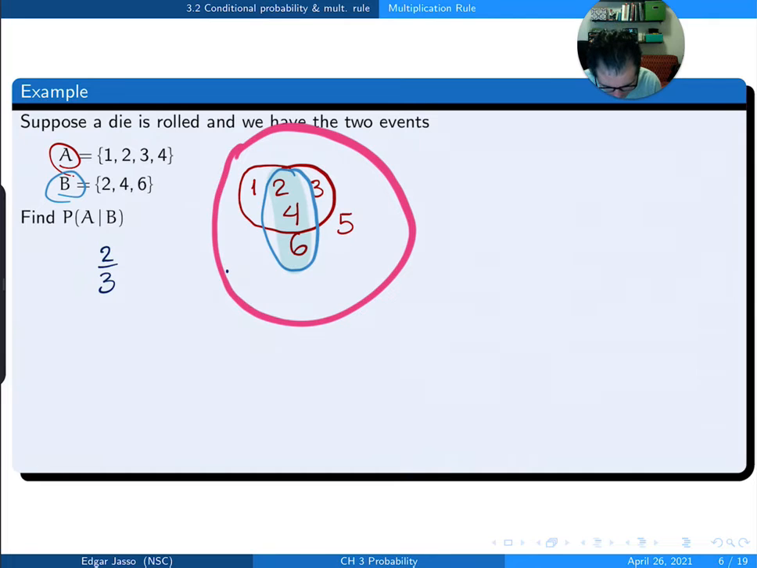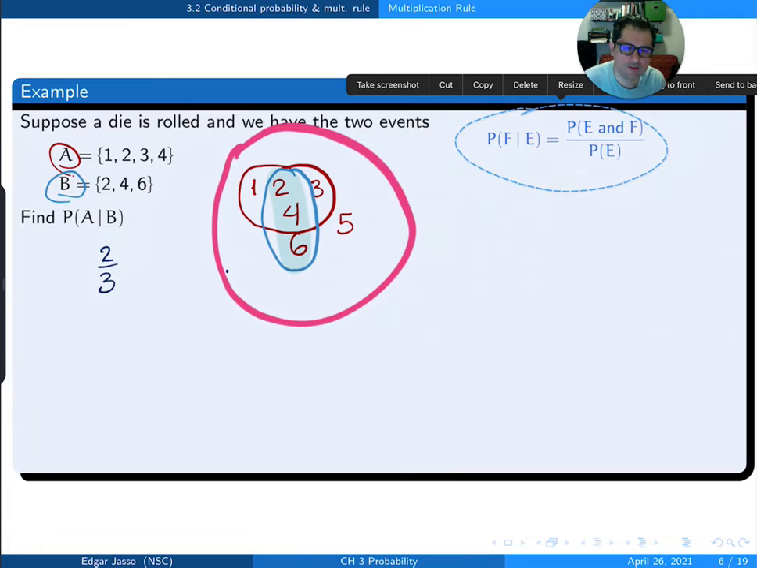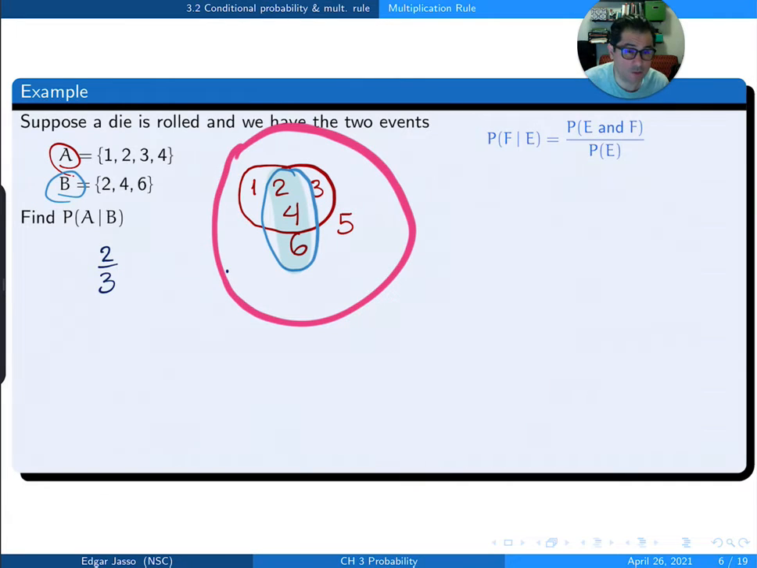Now this is the part where we use the multiplication rule. The formula for the probability of F given E is the probability of E and F divided by the probability of E. So let's rewrite it in terms of A and B. I want to find A given B, so it would be the probability of A and B. That doesn't change, because A and B is the same as B and A. Now remember, the denominator is divided by the probability of B.